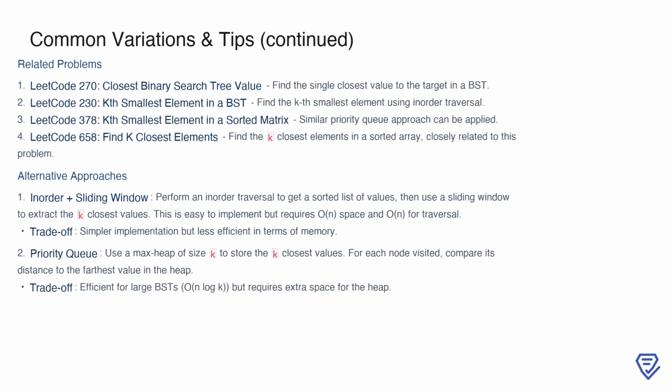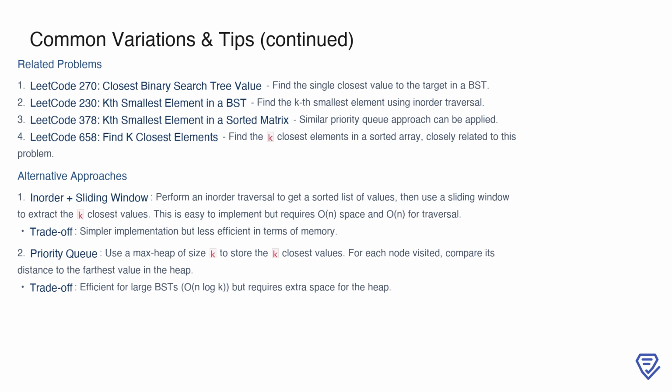This problem also connects to several related problems, which can help you build a stronger understanding of tree traversal and optimization techniques. For example, LeetCode 270 focuses on finding the single closest value to the target in a BST. LeetCode 230 deals with finding the kth smallest element in a BST, which often involves an inorder traversal. LeetCode 378 tackles the kth smallest element in a sorted matrix, where a similar priority queue approach can be applied. Lastly, LeetCode 658 is closely related, as it involves finding the k closest elements in a sorted array. These problems share underlying concepts that can deepen your problem-solving skills.